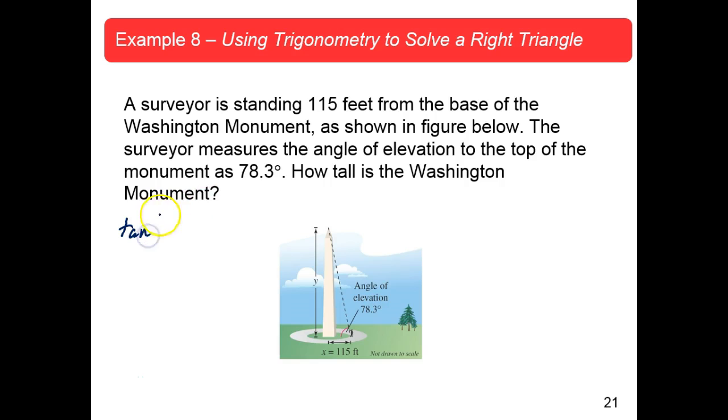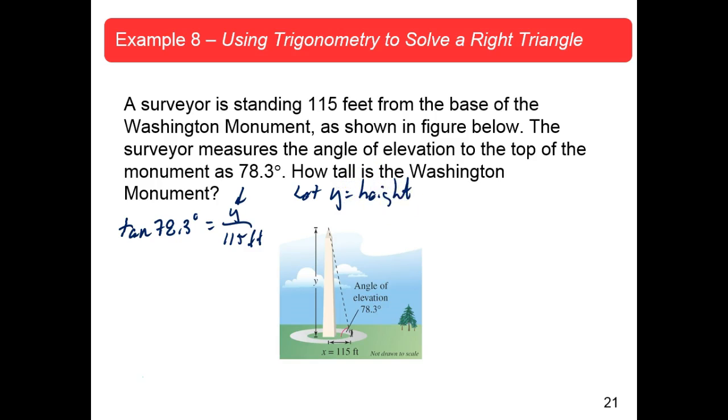Tangent of 78.3 degrees is equal to, what was the opposite in this problem? Y, or height. I prefer H, but they use Y here. And then, what was the adjacent? 115 feet. So, to get the height, that's what we're looking for. How tall? That answers the question. In fact, if they just wrote it down, I would have put, let Y equal the height.